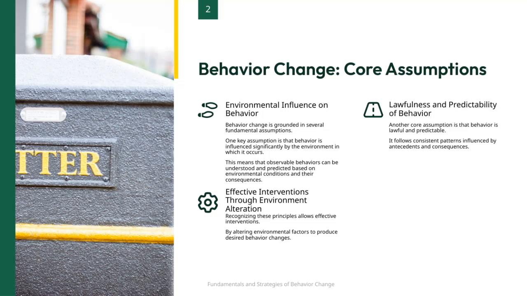When we talk about behavior change, there are a few core assumptions we need to keep in mind. First, behavior is heavily influenced by the environment where it happens. Essentially, the conditions around us and what follows our actions play a big role in shaping how we behave. This means we can often predict how someone might act by understanding their environment. Second, behavior isn't random. It follows consistent patterns. These patterns are shaped by events that happen before and after the behavior, making it lawful and predictable.